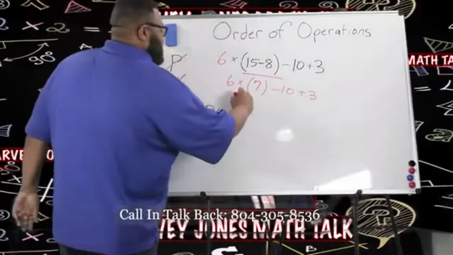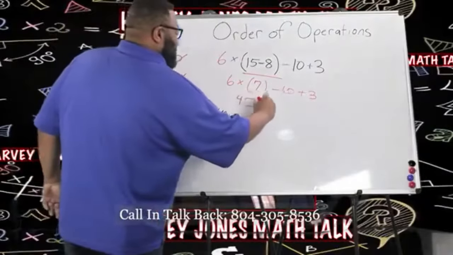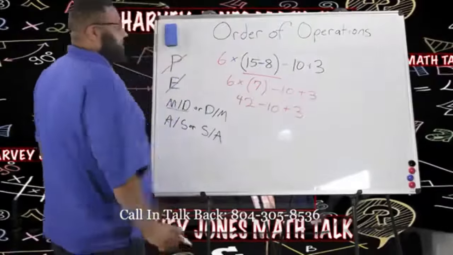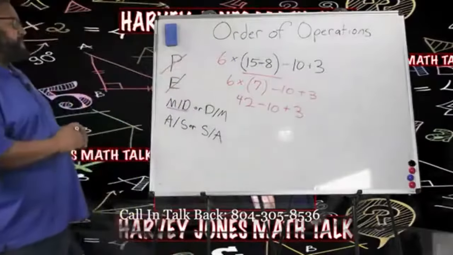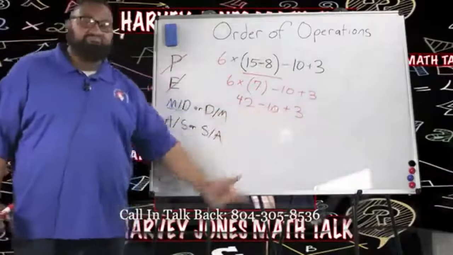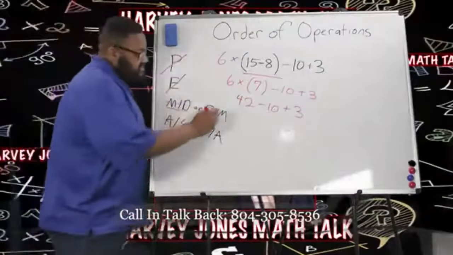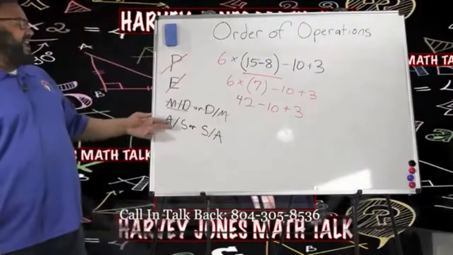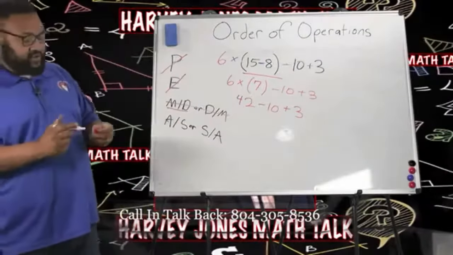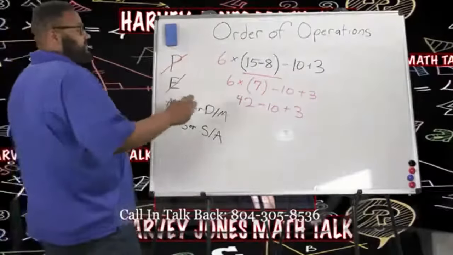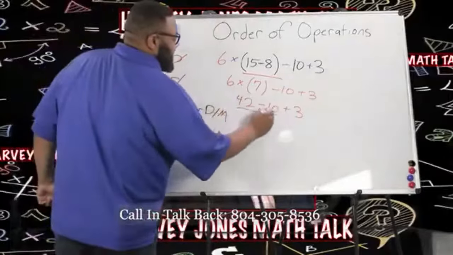6 times 7 is 42 minus 10 plus 3. Is there any more multiplication or division? No. So we can cross these out right here. Now, Aunt Sally, in this case right here, folks, it switched on us. It switched on us again. Look what is happening here. What comes first this time?